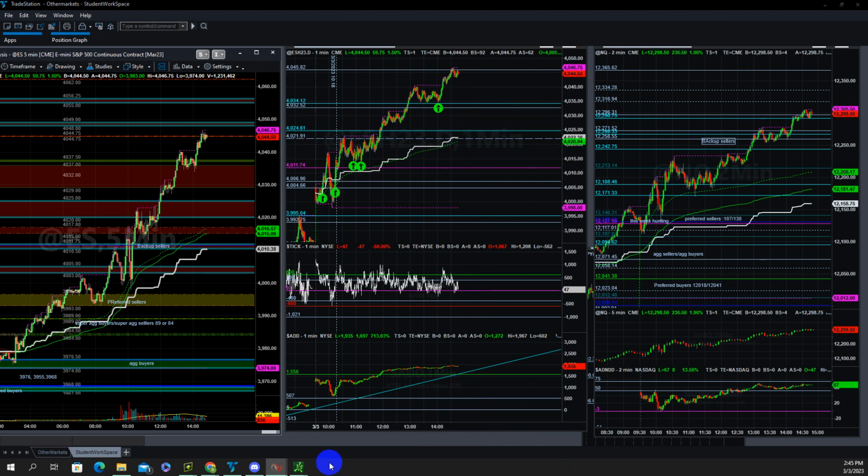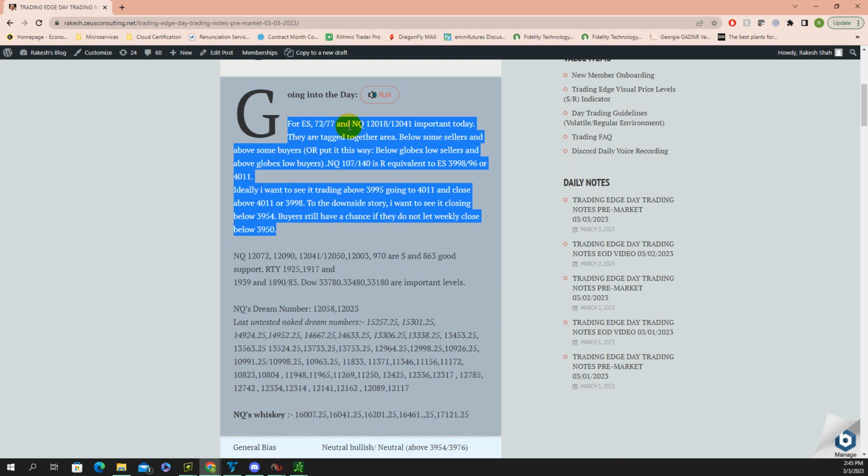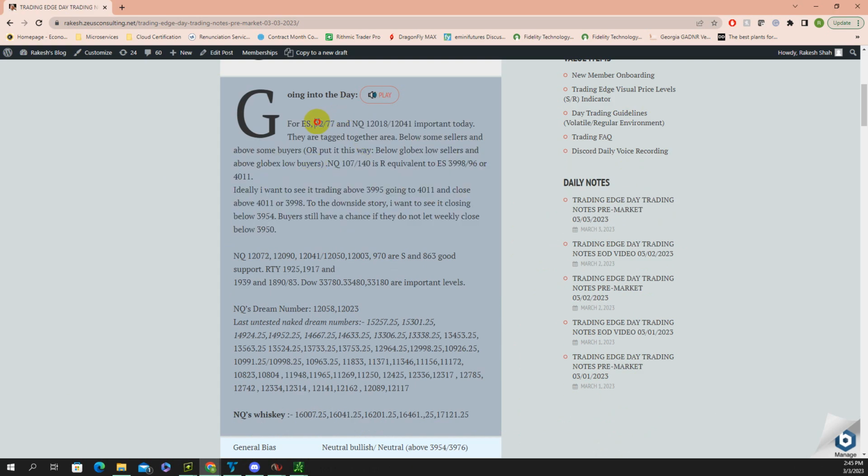Now let's talk about the nodes. So for ES 7277 and Q 18 to 41 important today, okay? They are tagged together area, below some sellers, above some buyers. Or put it this way, below Globex low sellers and above Globex low buyers. So just a plain statement here: above this area buyers, below this area sellers. That's all you have to remember.